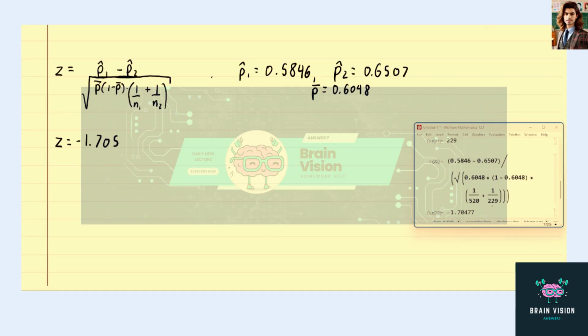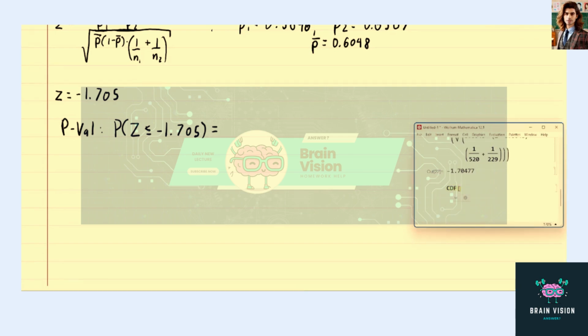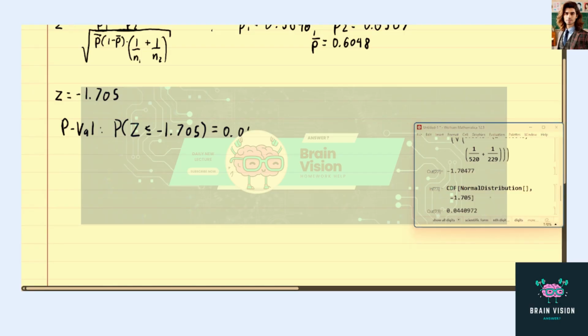Then we're asked for the p-value. So the p-value is going to be the probability of observing a Z-score less than or equal to our value here of negative 1.705. Now, of course, you can use a table of values for finding that, or a graphing calculator. I'm just going to use my software here. So for that, I put in CDF, normal distribution, negative 1.705, so this will give me the proportion of the normal distribution to the left of negative 1.705. So we get a result of roughly 0.044.